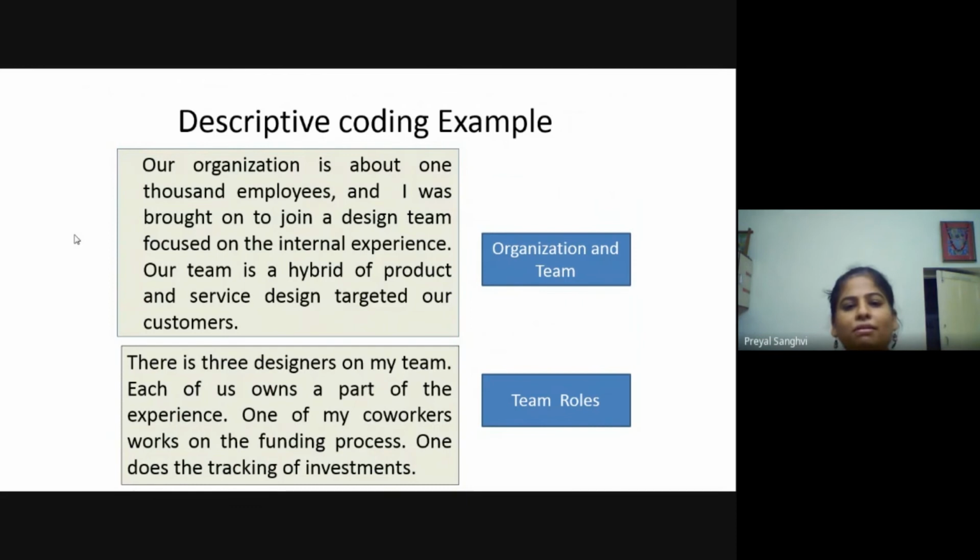Here is another paragraph which is mentioned: there are 3 designers in my team, each of us owns a part of the experience.